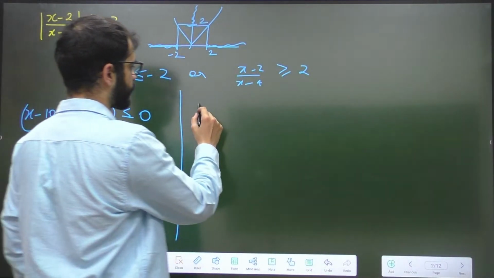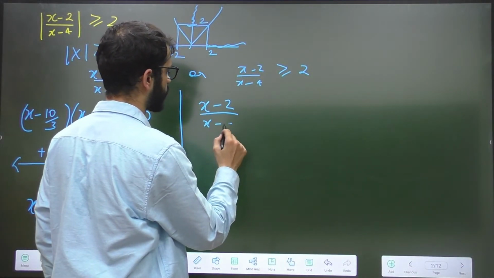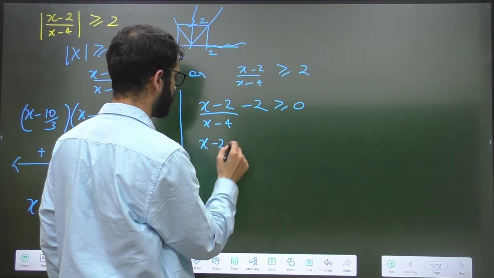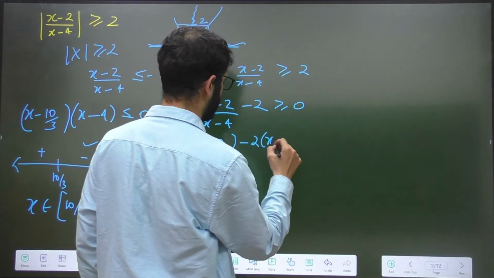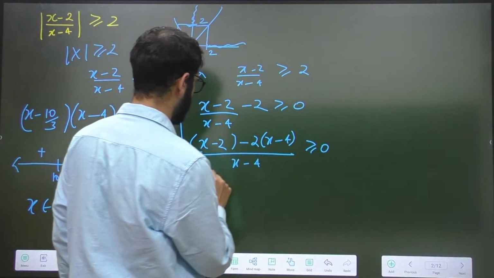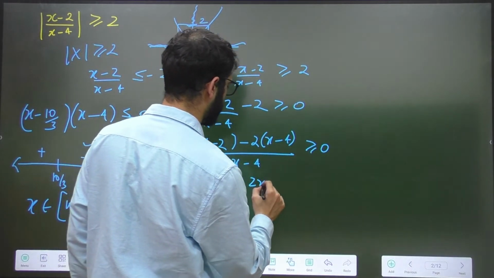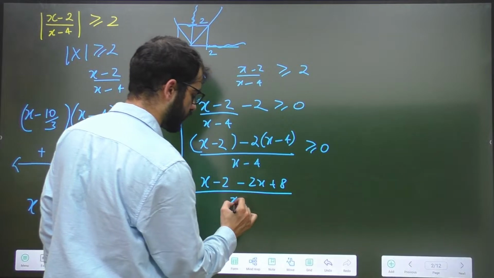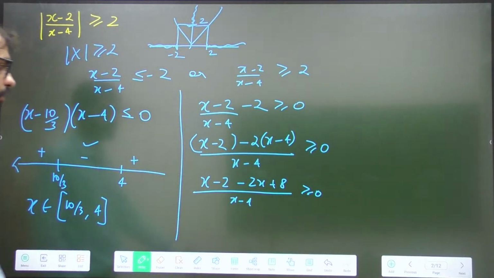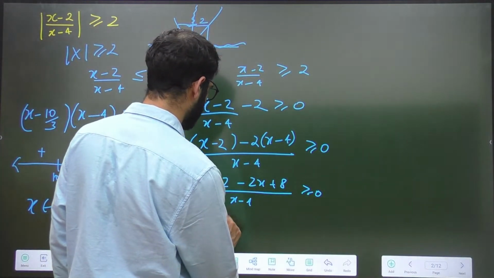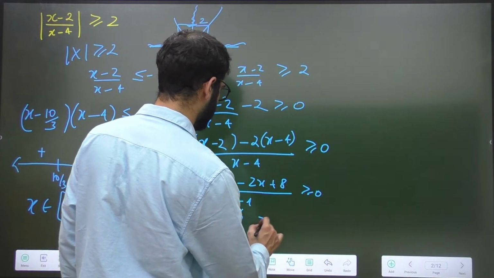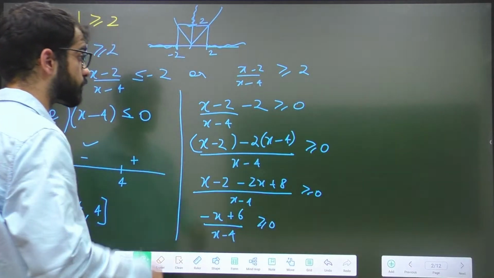Okay, let's proceed. I'm having x minus 2 upon x minus 4 minus 2 greater than or equal to 0. Over here I'll write x minus 2 minus twice of x minus 4 divided by x minus 4 is greater than or equal to 0. This becomes x minus 2 minus twice of x plus 8 whole upon x minus 4 greater than or equal to 0. I hope it's clear till here. Let's move forward. X minus 2x is minus x, minus 2 plus 8 becomes plus 6, divided by x minus 4 greater than or equal to 0. So now this is the simple condition.